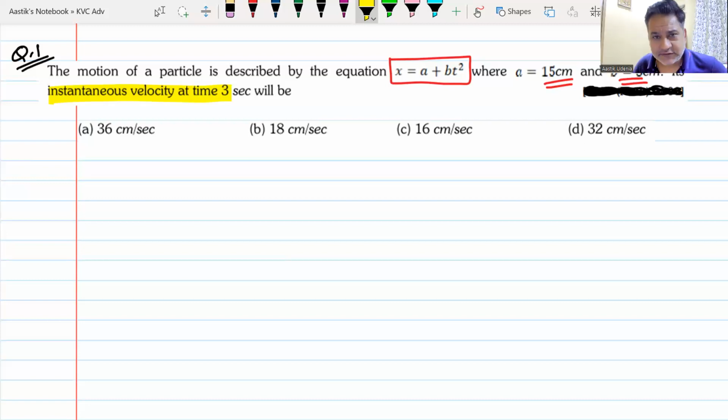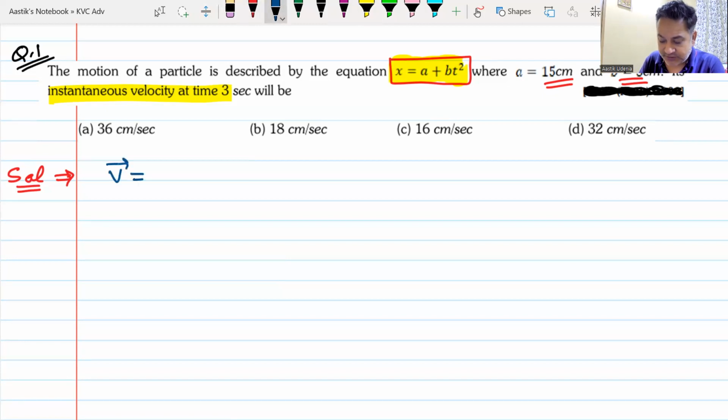Yes, Bacha, do you have the answer? How will I get the instantaneous velocity at time t is equal to 3 seconds? Shall I do it? So instantaneous velocity is dr or dx by dt, yes or no? Yes, sir. Dx by dt.